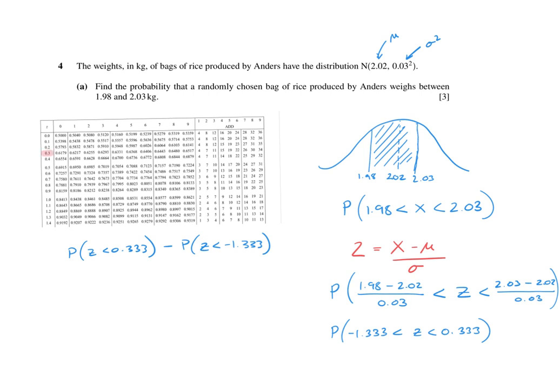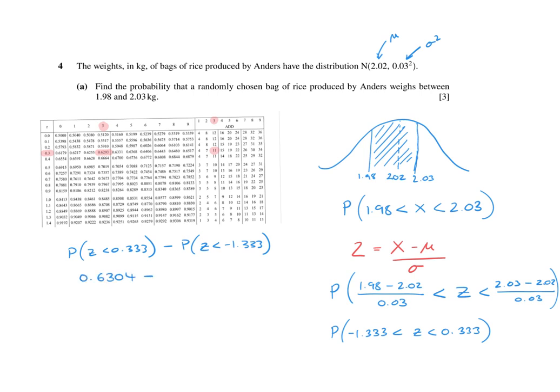So we go to 0.3 and then we've got another 3. So that gives us 0.6293. And then we've got another 3. So I'm going to go to the 3 column and that tells us we need to add 11 onto the 0.6293.